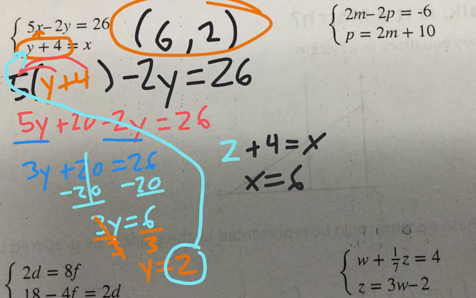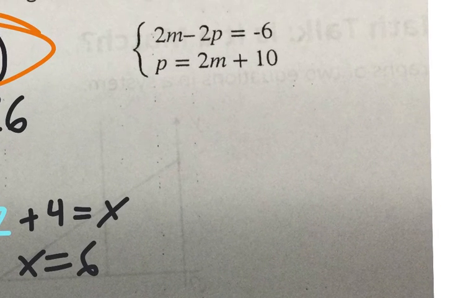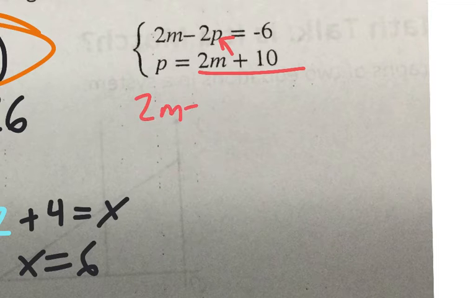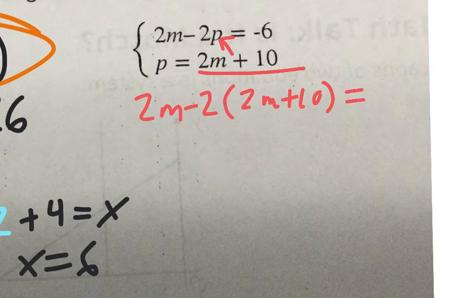Okay, I'm going to go ahead and work these out. Hopefully you are finished or close to finished. So in the first one, we would plug 2m plus 10 in for p, because p is 2m plus 10. So that would give me 2m minus 2 times p, but p is 2m plus 10, equals negative 6. So I've substituted 2m plus 10 in for p.